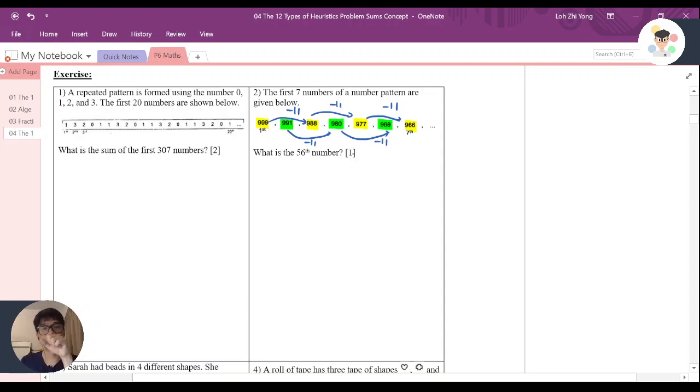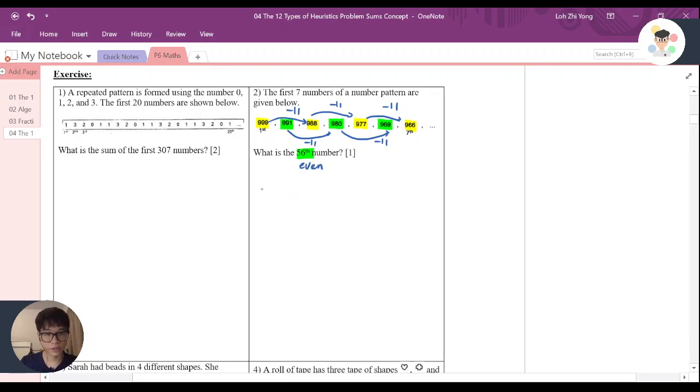Now, this question is slightly different from what we are doing in the notes or in question number 1. But you need to know that if this situation happens, what I will do is first recognize that we are looking at the 56th number, and we know that yellow color are the odd numbers, green color is the even numbers, and I know that 56 is an even number. This is an even number, right?